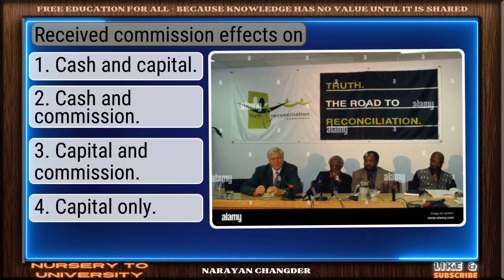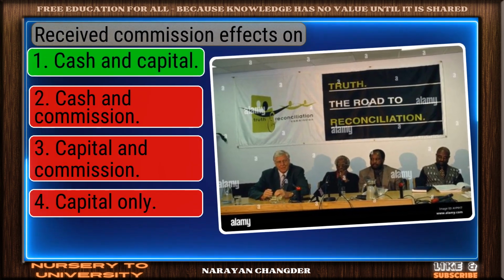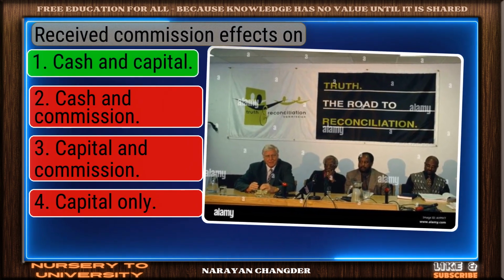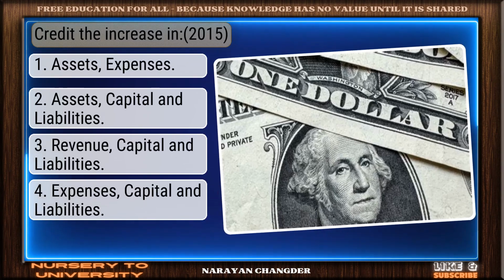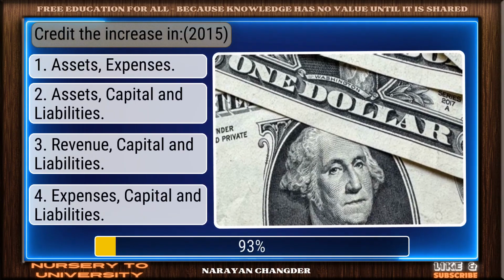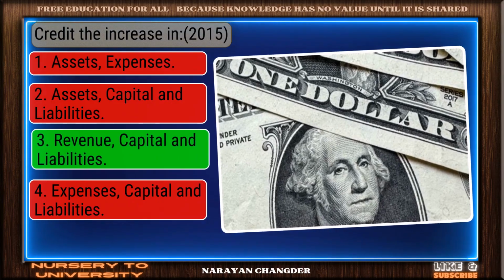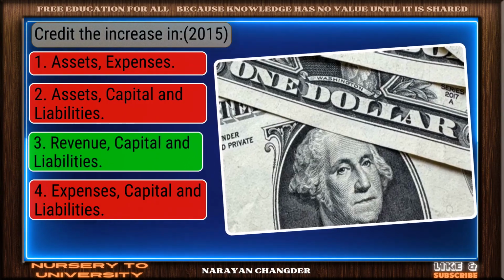Received commission effects on. Clear logic. Your choice cash and capital is sound and 100% true. Credit the increase in. Excellent. Revenue, capital and liabilities is a brilliant choice.